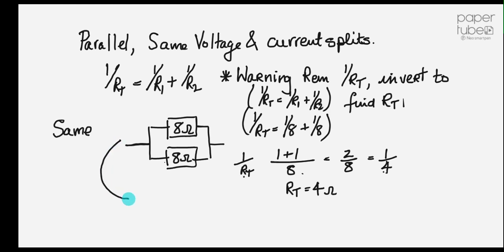So I can scrap that and replace those 2 in parallel with 1 resistor of 4 ohms. Happy bunny? Now just have a wee look. Do you see when they're the same? You can simply halve them, but only when they're the same. Like if that was a 10 ohm and that was a 10 ohm, that would be a 5 ohm. If that was 100 ohm and that was 100 ohm, that would be a 50 ohm. You can halve them, but only when they're the same.